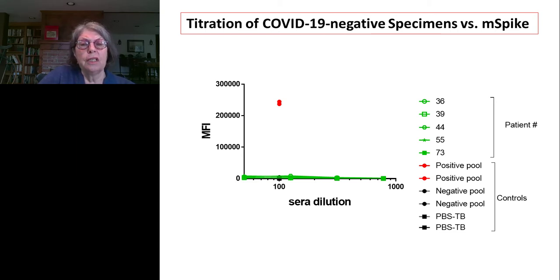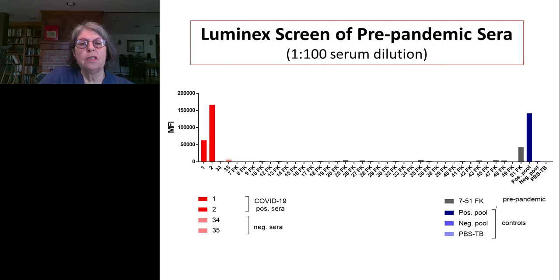We also ran a series of specimens that were drawn from volunteers in an IRB-approved study. They're pre-pandemic sera that were drawn before November, I think, over 2017 to 2019. On the right, we're showing 2 positive sera in the red bars. The next 2 tiny bars were negative sera.